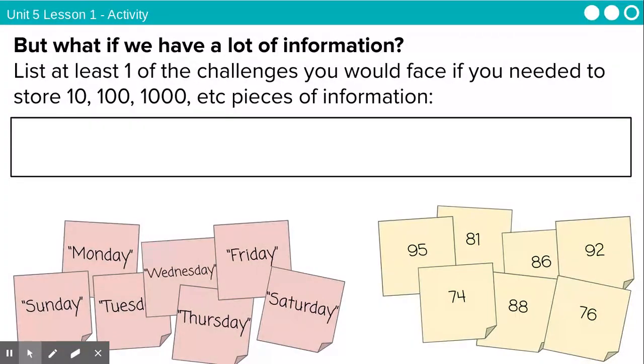One thing that I thought about was, if you have 50 different things, you're going to have to make a separate variable for each piece of information, and it could get really difficult to name them all. So that's just one thing I thought of.